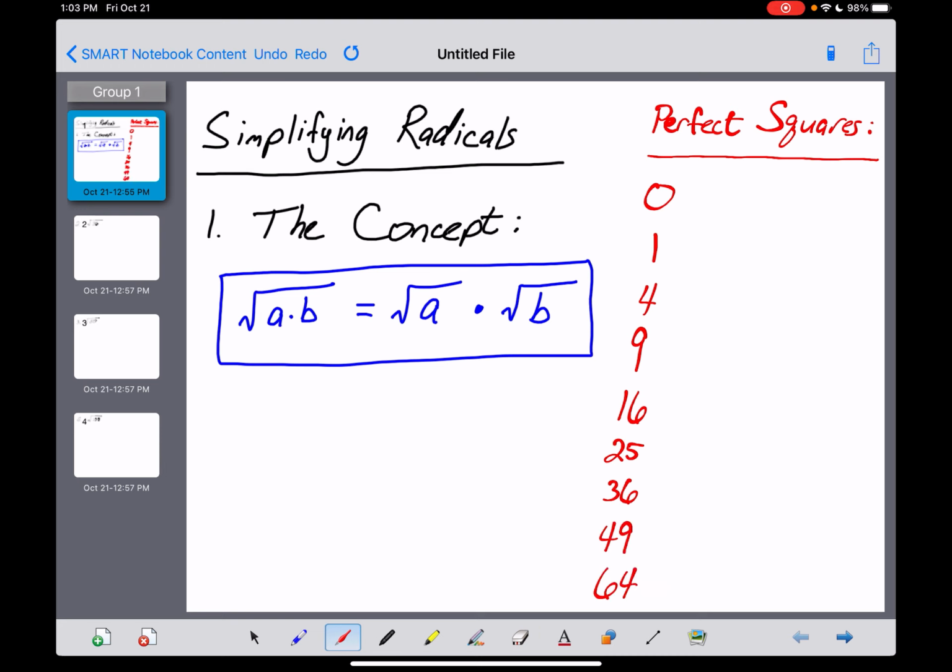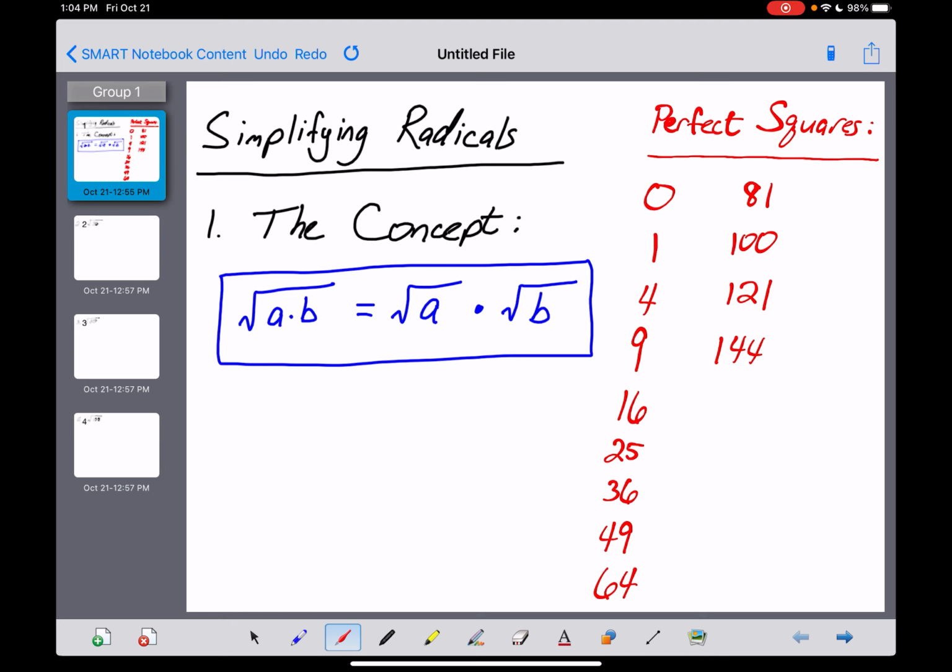However, all right, let's go a little bit further. 9 squared is going to be 81. 10 squared is 100. Now we're getting into triple digits. 11 squared is 121. 12 squared is 144. Now, how far you guys should go in memorizing these perfect squares?